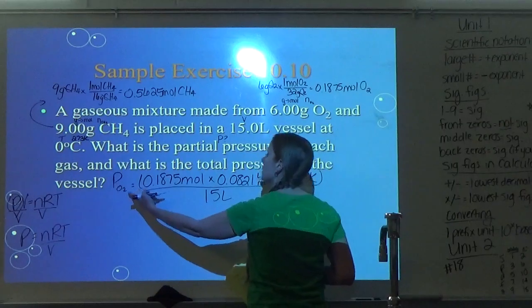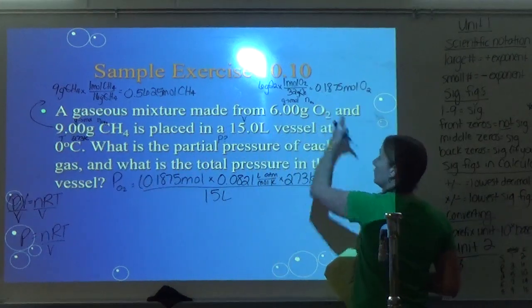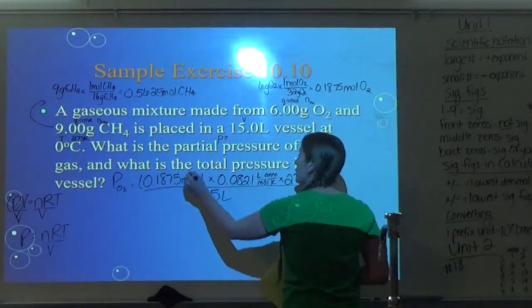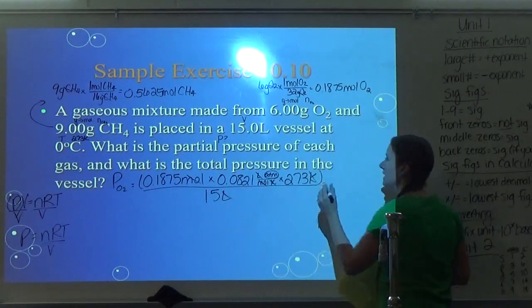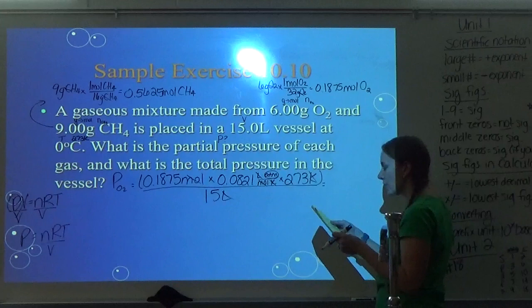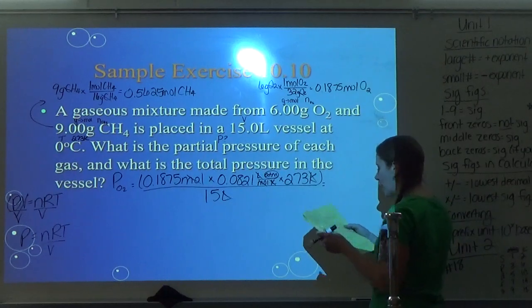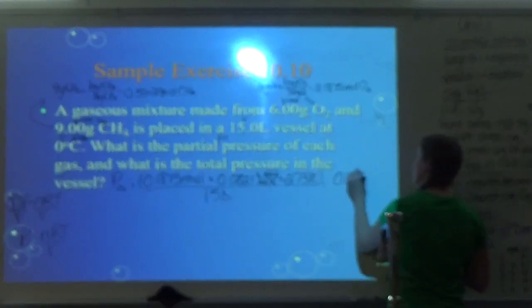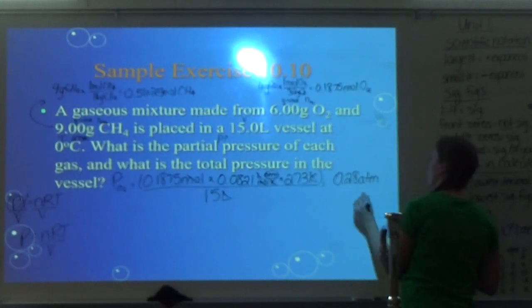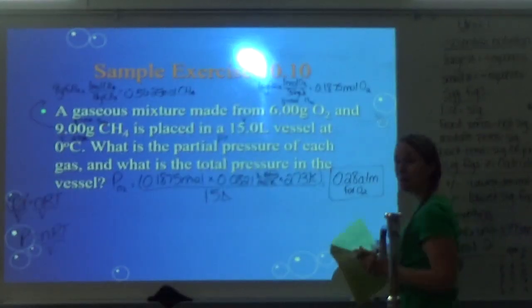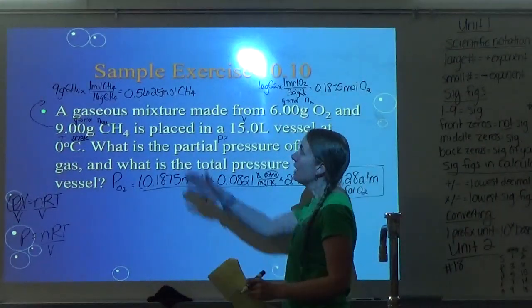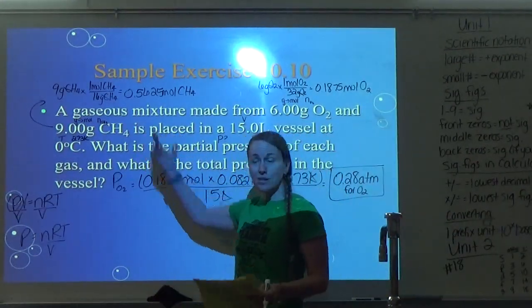So notice this is pressure of just oxygen because I only used the moles of oxygen. So my moles cancel, my liters cancel, my Kelvin cancels. I'm left with atm. So my pressure for just oxygen that I got was 0.28 atm. All right, and that was for O2 only. So that's my partial pressure for oxygen. But now I've got to figure out my partial pressure for methane, or CH4.